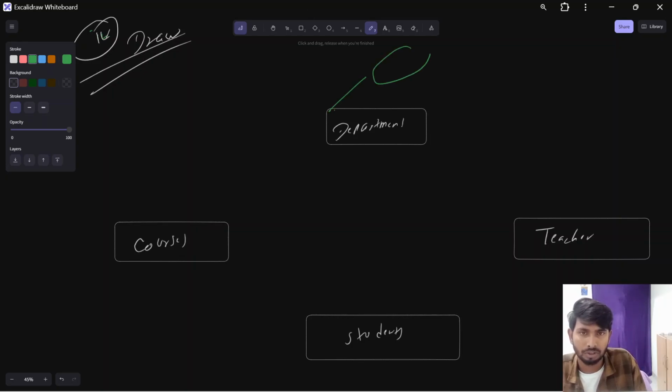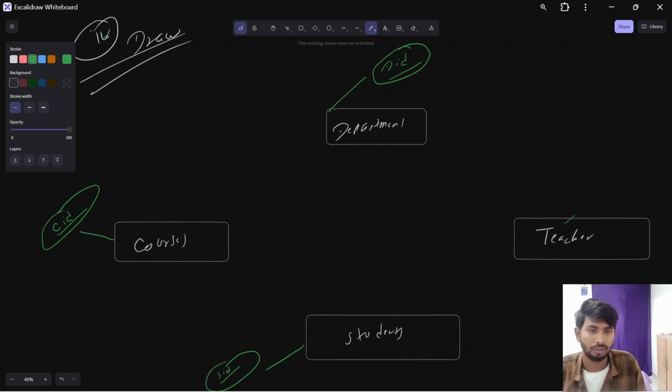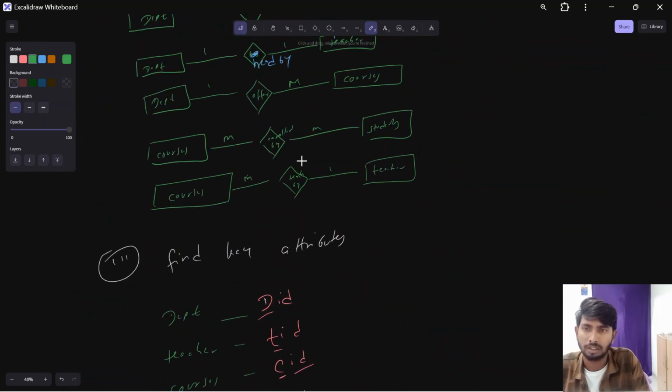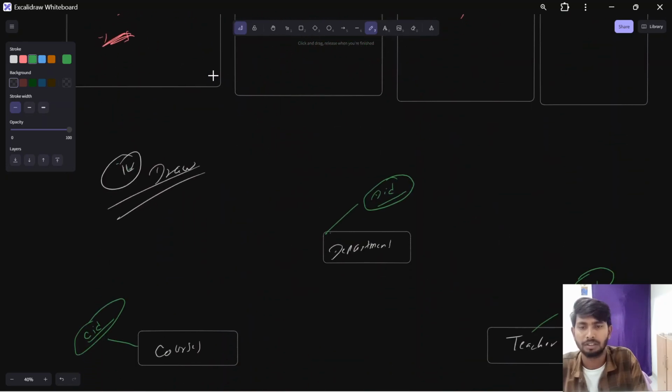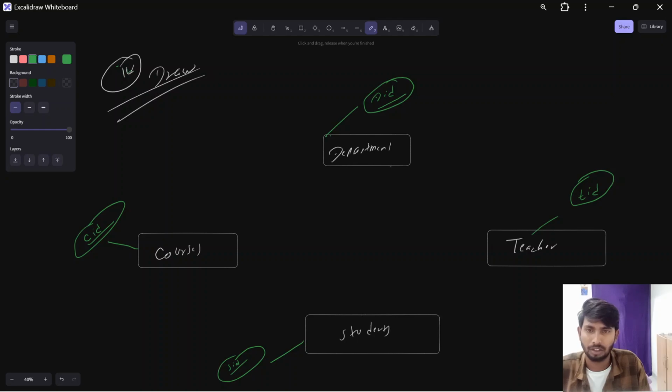Now we have key attributes for each. For these key attributes, the primary key is DID for department. For courses, there is CID. For student, there is SID. For teacher, there will be TID. Sorry, we have to make the relationship, na? Department has many teachers. Department and teacher.